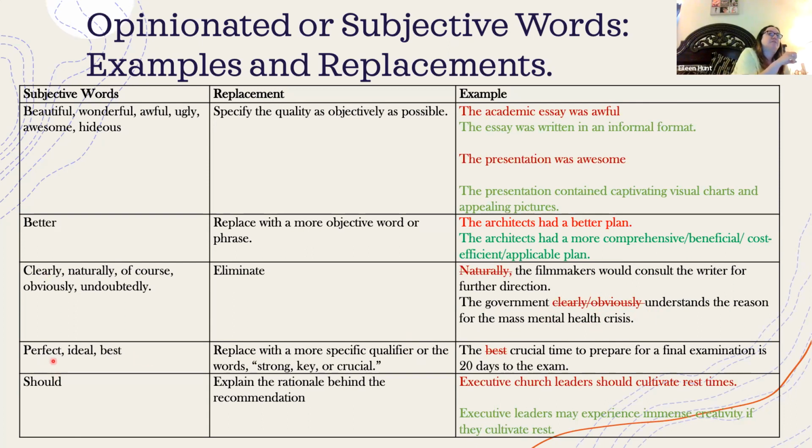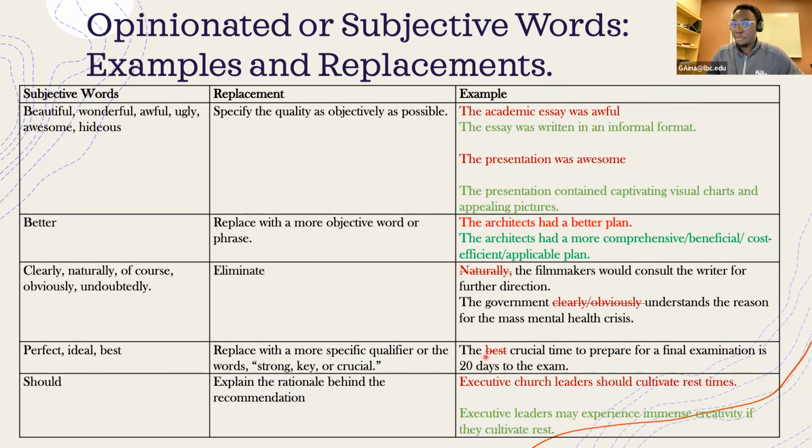I need a glass. Now, another word you should avoid is perfect, ideal, and best. That's nasty. So avoid words like perfect, ideal, and best. So instead, replace with a more specific qualifier or the word strong, key, or crucial, right? For instance, you can say the best time to prepare for a final examination is 20 days to the exam, right? It might not be the best time, right? Preparing 20 days before a final examination might not be the best time for everyone, right?